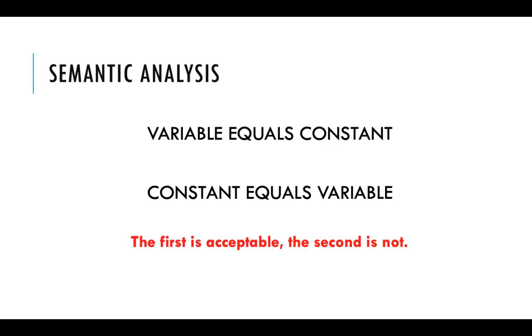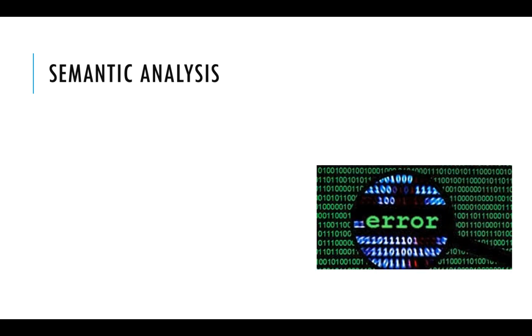So for example, a variable equals a constant or a constant equals a variable. The first is acceptable, the second is not, because a variable can be assigned the value of a constant, but a constant can't be changed with the value of a variable, and this is what semantic analysis is trying to check. So what happens if we don't stick to the rules of a language? Well, we get a syntax error. But what is a syntax error?